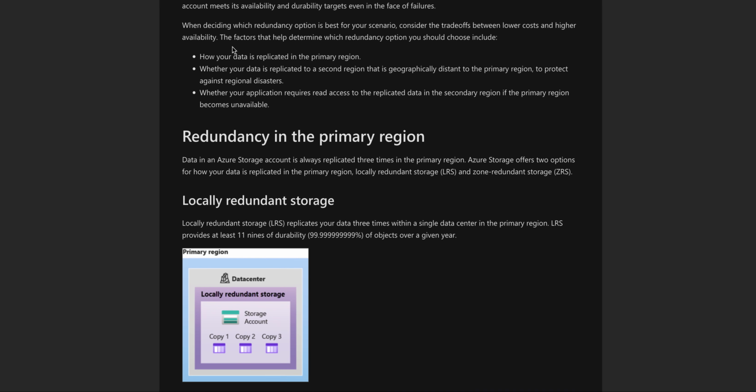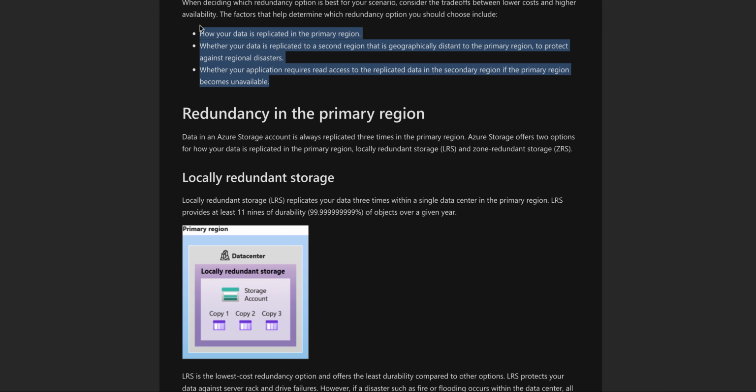And then we need to decide what kind of redundancy we want, or the redundancy option that is best. And you need to decide between the trade-offs of lower cost and higher availability. So these are the factors that help determine which redundancy option one should choose.